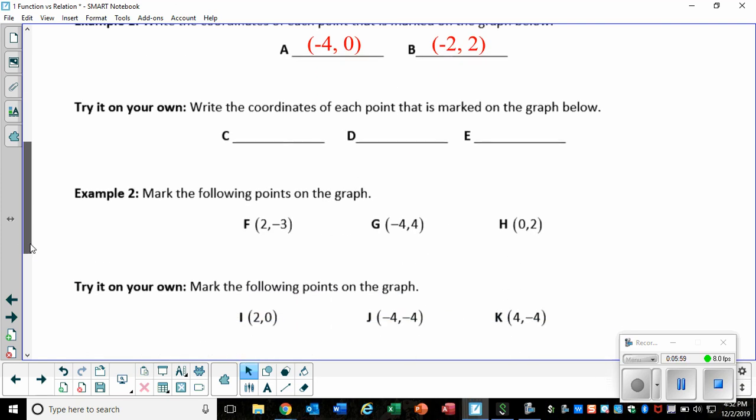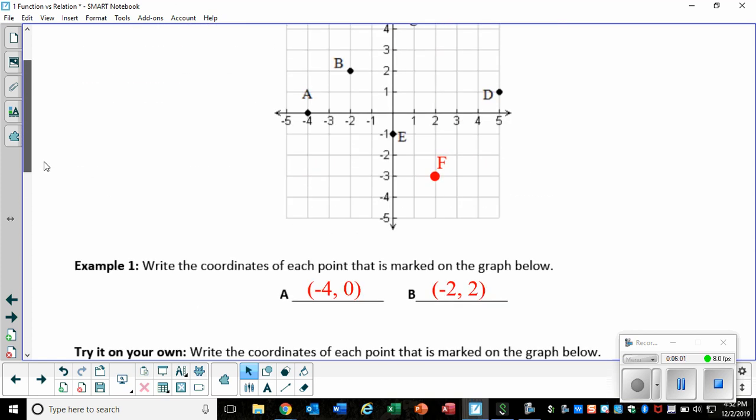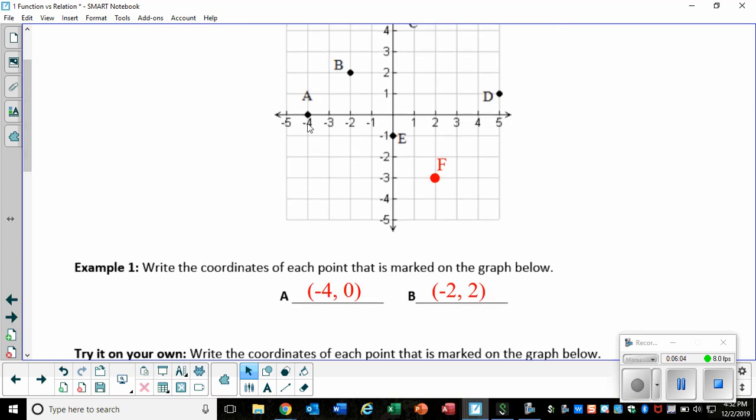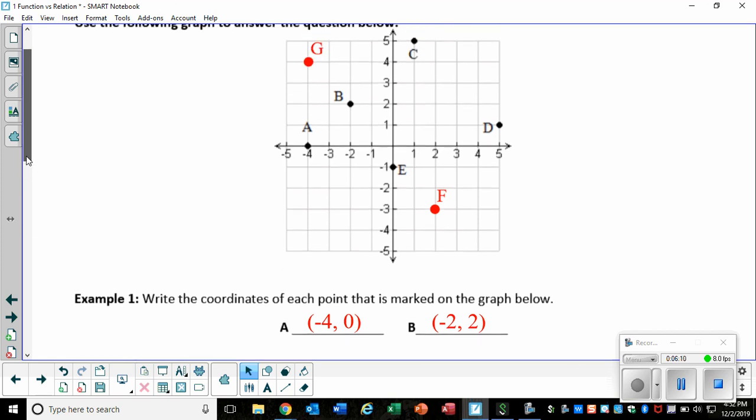The next one is -4, 4. So x is -4 right here. Y is 4 way up here. So the intersection is right here. And I labeled that one G.